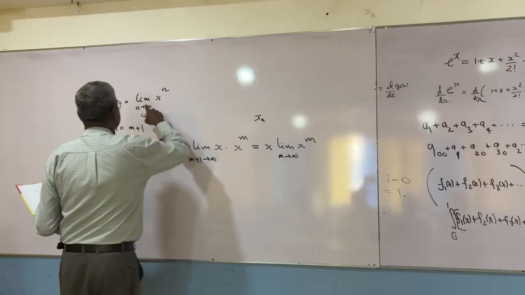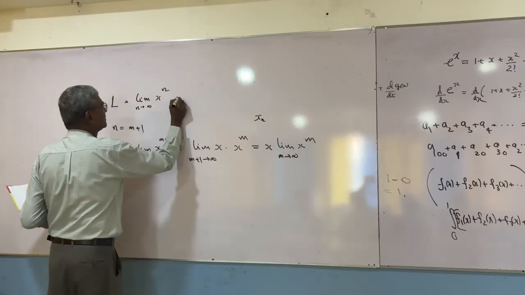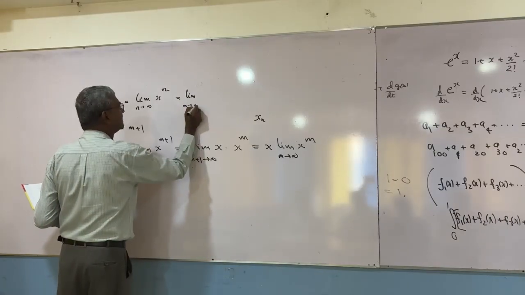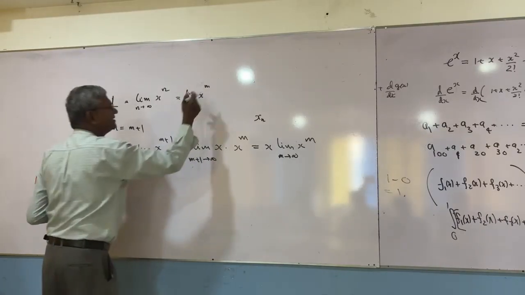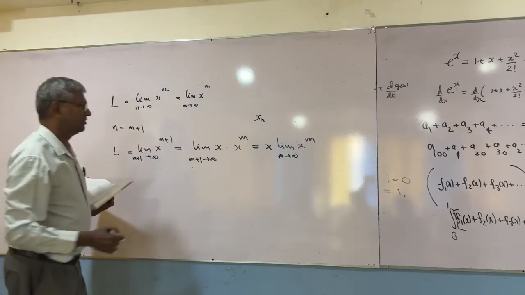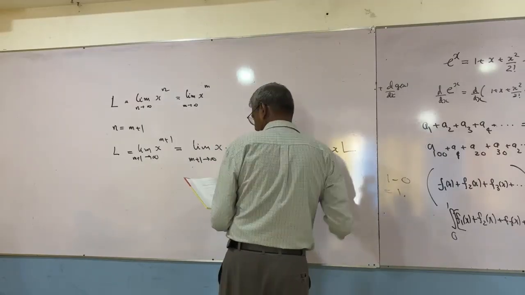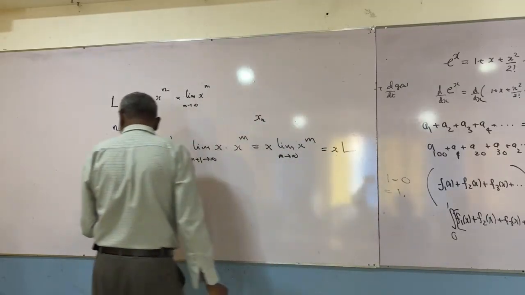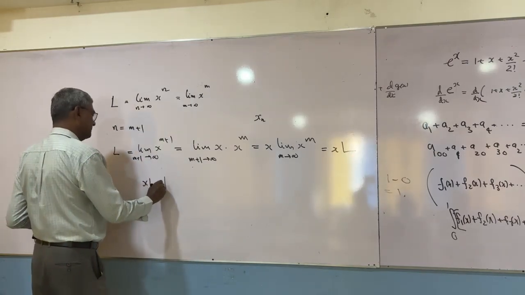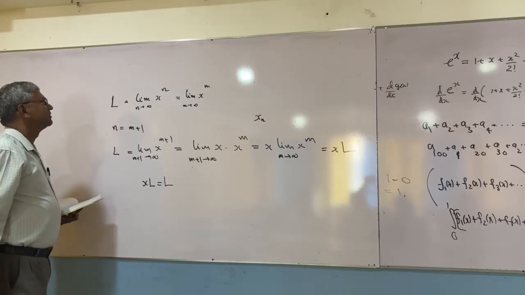Now, he wrote limit of x to the n as n tends to infinity is this one now. So, if you want, you can write here again m tends to infinity. This variable is dummy, I mean it doesn't play any role. So now what this says is x times L. So we have XL equals L.